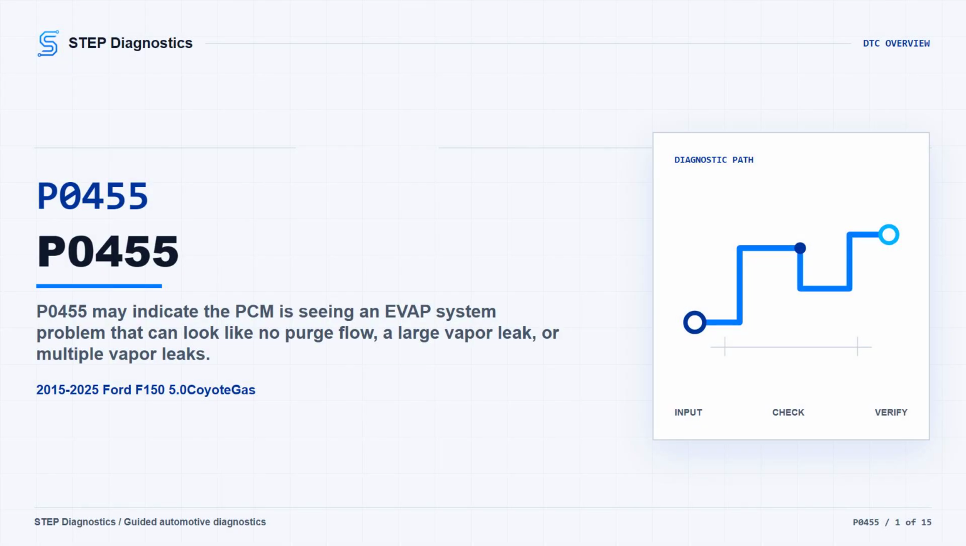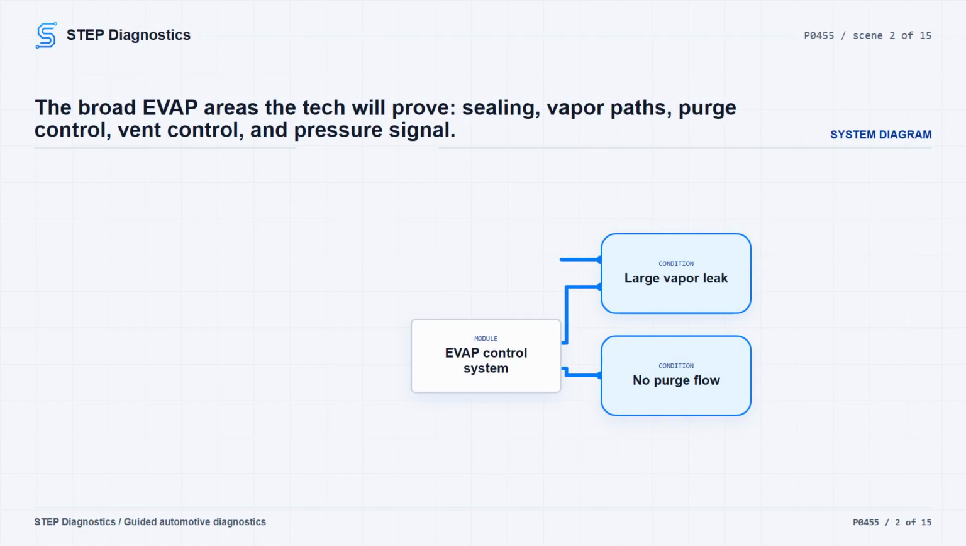On this F150 5.0L, P0455 means the PCM may be seeing an EVAP problem that looks like no purge flow, a large vapor leak, or multiple vapor leaks while the EVAP monitor is running. The driver may only see a check engine light, but you may also get a fuel odor or hear vacuum noise near the engine compartment, EVAP canister, or fuel tank.